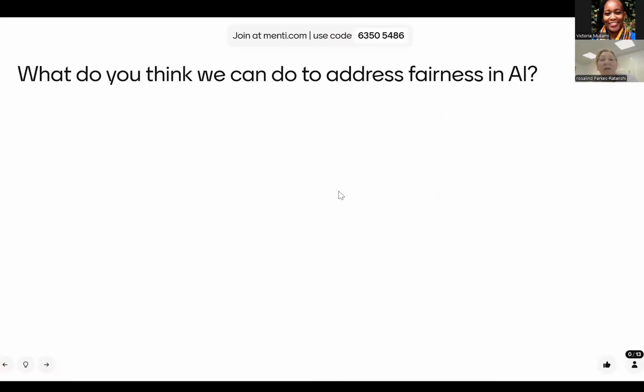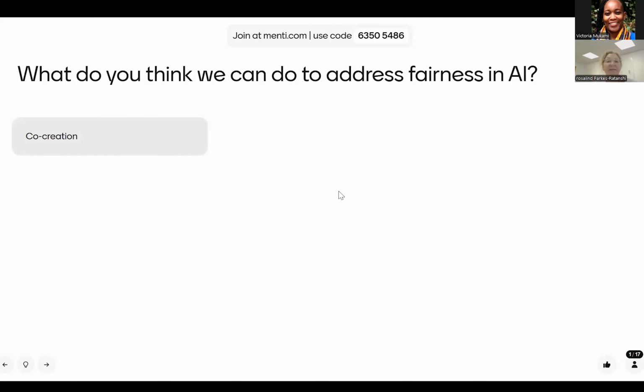What do you think that we can do as researchers, as innovators, as computer scientists, as doctors, to address fairness in AI? So just from what you've heard, let's talk about fairness, let's talk about equity. How can we increase equity and fairness in this? So co-creation, fantastic.